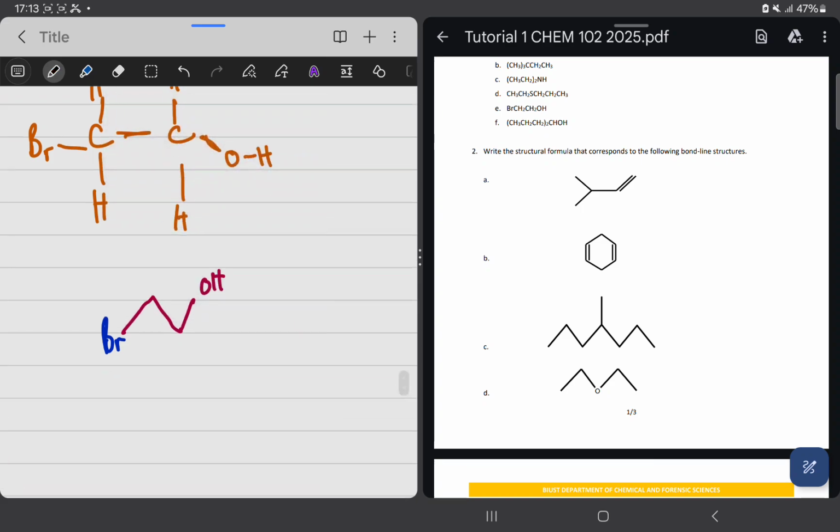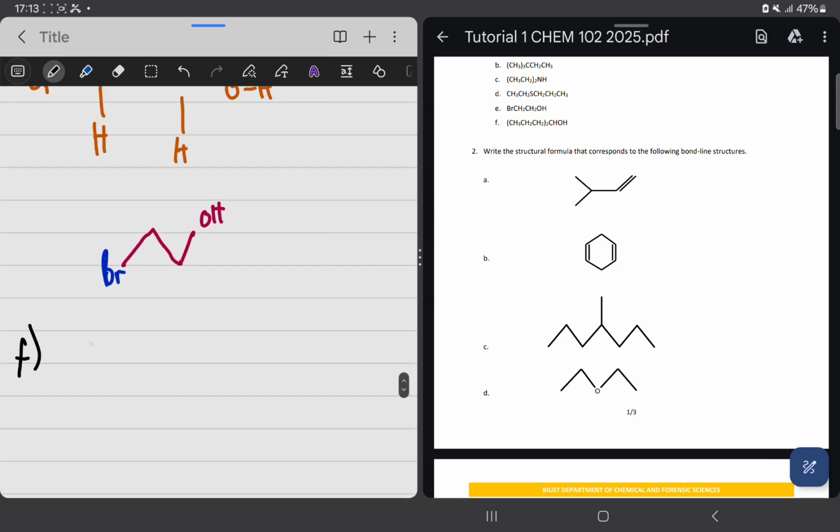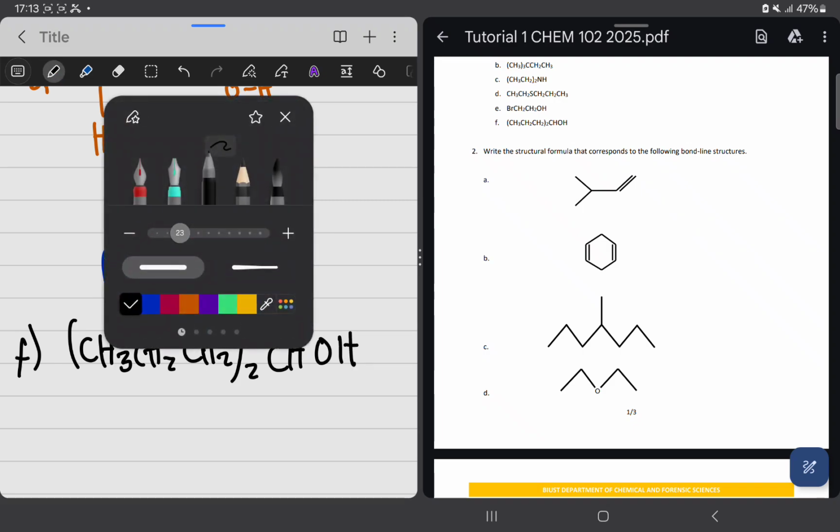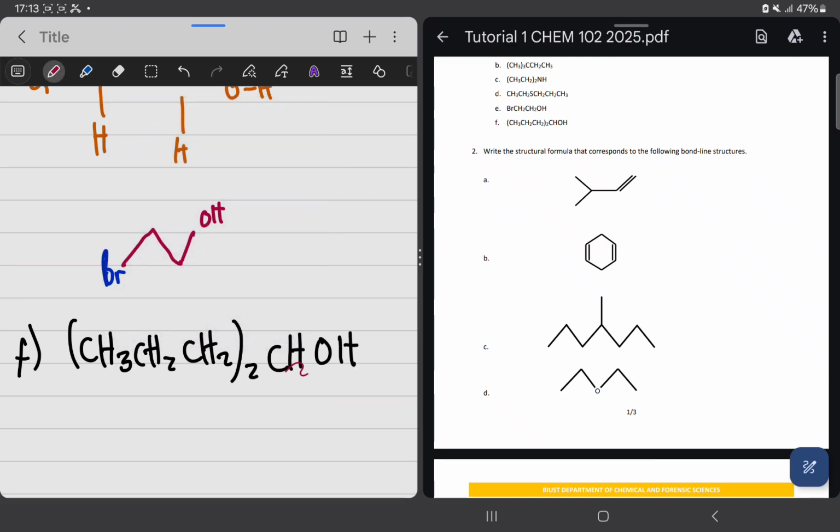Now we can go to the next and last one, which is F, which says we have CH3, CH2, CH2, and these are two of them, and a CHOH. Now, this is not rocket science. The moment I look at this, I know they are both connected to this carbon. Why? Because look at this carbon. It is connected to an H, it is connected to an OH, and then it is connected to these two, which makes it 4.